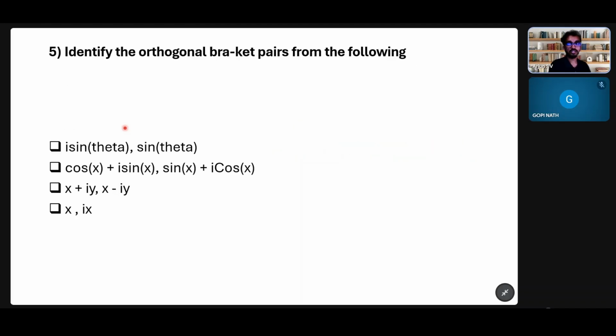So the next question: identify the orthogonal bra-ket pairs from the following. The first one is cos x plus i sin x and i cos x plus iy, then x minus iy, x and ix. So the correct answer here is option C, as well as option D, which is x and ix.